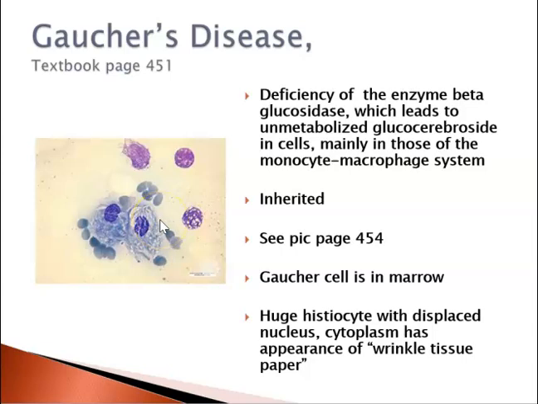You will find these cells in the bone marrow. You have a huge histiocyte with a displaced nucleus. You can see it's off to the side. The cytoplasm, they say, has a wrinkled tissue appearance. Okay, so if you were to take a piece of tissue paper and crinkle it up, that's what they say that the cytoplasm looks like in Gaucher disease.